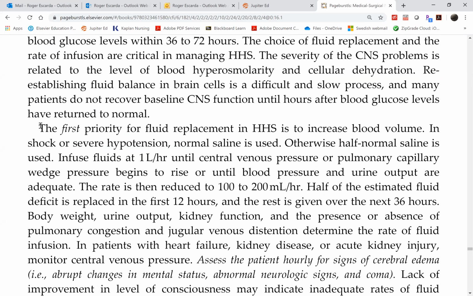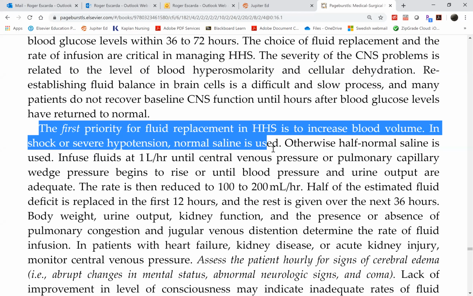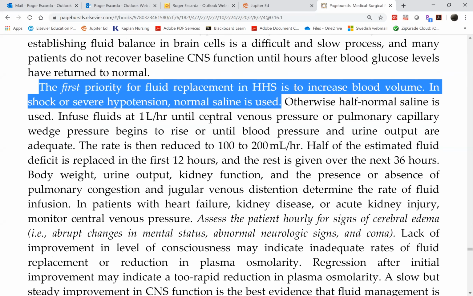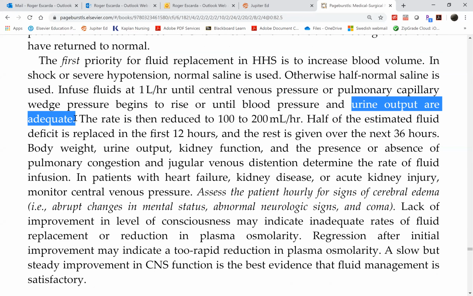So same thing, look at the pattern. We still start with normal saline, still at a high rate. And then we reduce it to 100 to 200 ml per hour during the second hour, or especially if your urine output is now at least 30 mLs per hour, or 0.5 mLs per kilogram per hour.